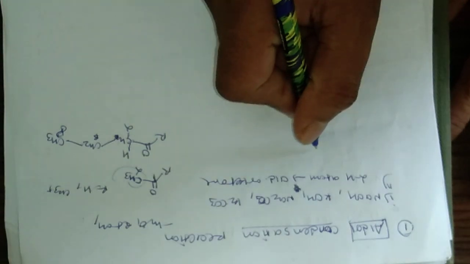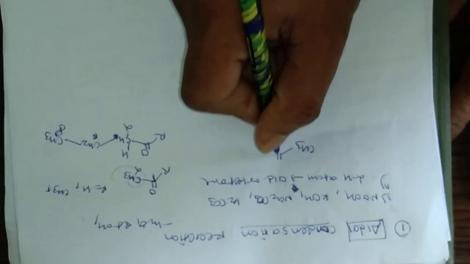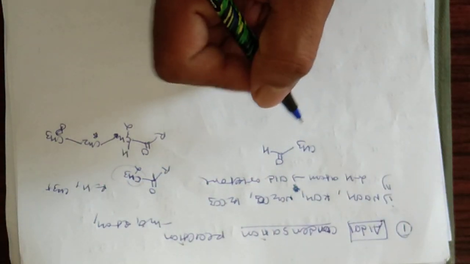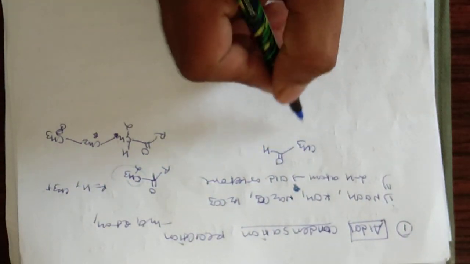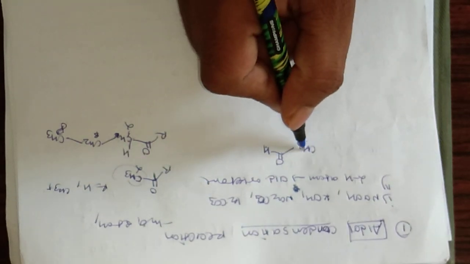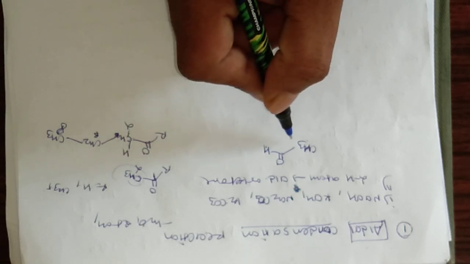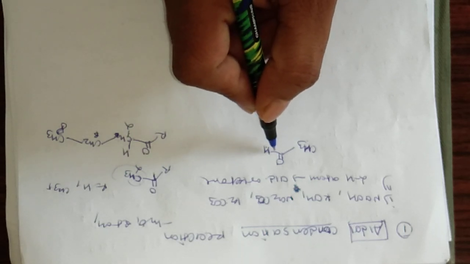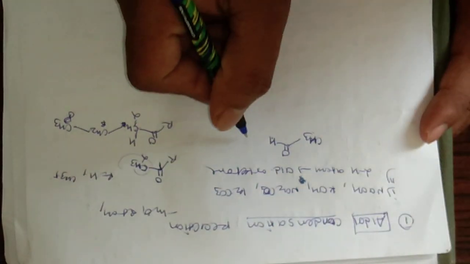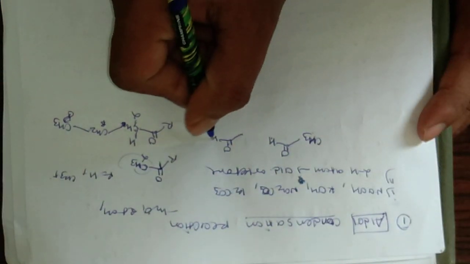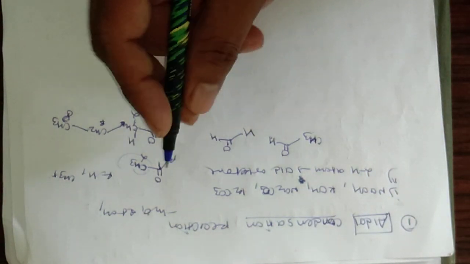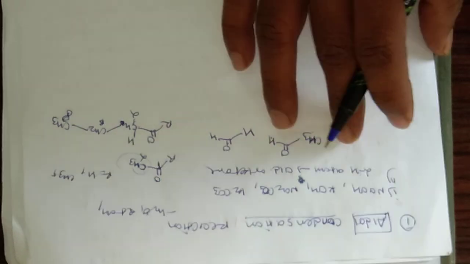Now let's see here. What is the name of this compound? Acetaldehyde. Does it have an alpha hydrogen atom? Yes. Which one, this one or this one? This one is the alpha hydrogen atom. This is not an alpha hydrogen atom. Now tell me, what is the name of this compound? Formaldehyde. Does it have an alpha hydrogen atom? No, it has no alpha hydrogen atom.